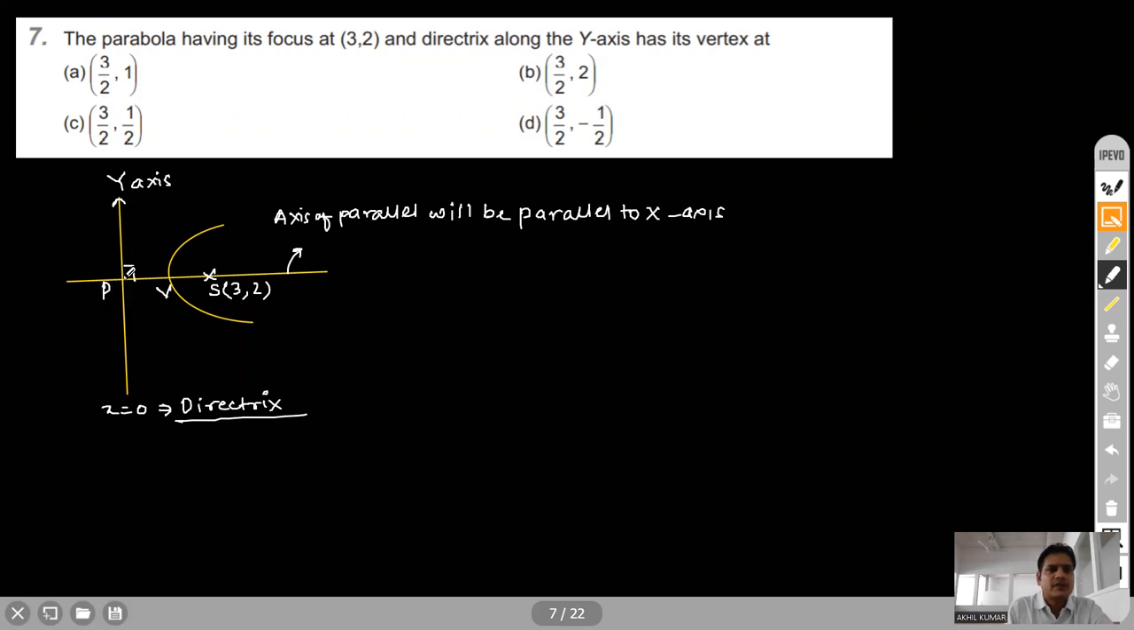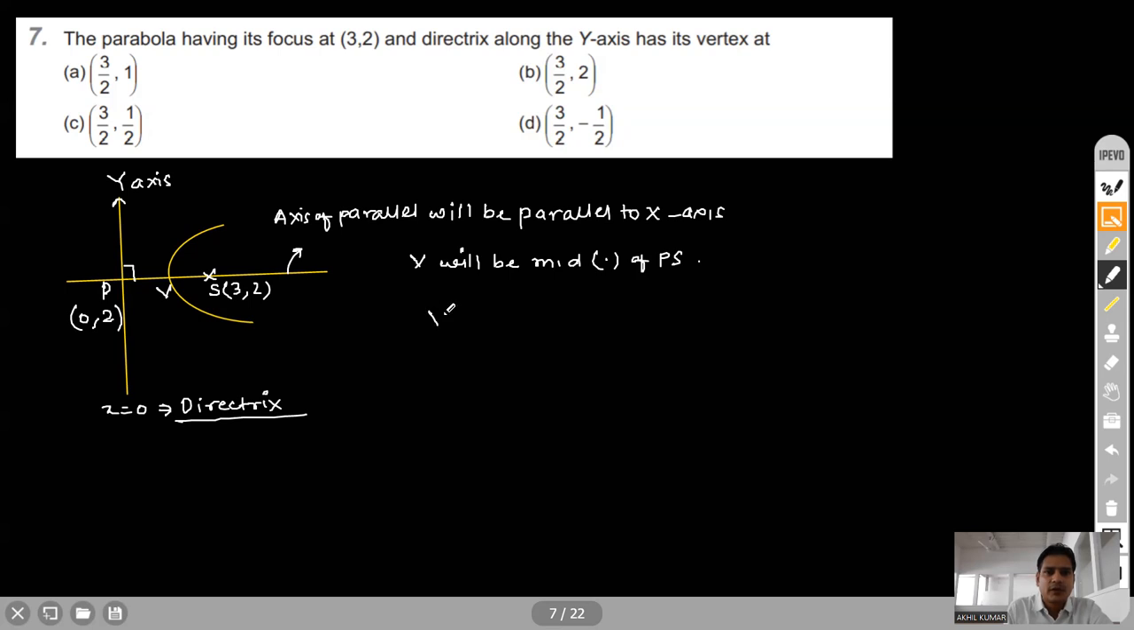Let me call the point of intersection of this axis and directrix as P. So V will be the midpoint of PS, right? So what will be the coordinate of P? Its x coordinate will be zero because it will lie on the directrix. And what will be its y coordinate? Its y coordinate will be equal to the y coordinate of the focus, because its axis is parallel to the x-axis. So we know the coordinates of P and S, and we can easily find the coordinates of V.